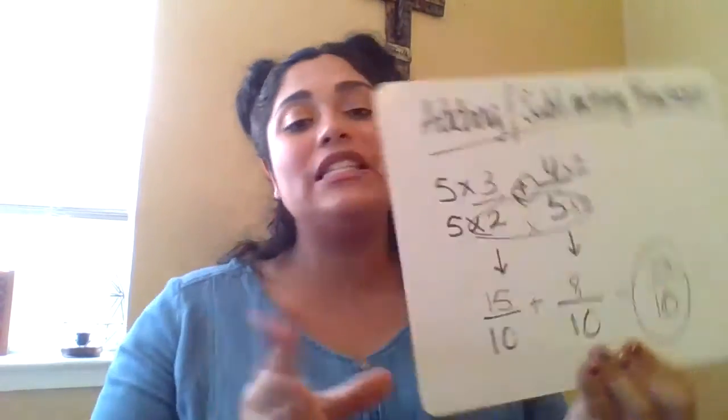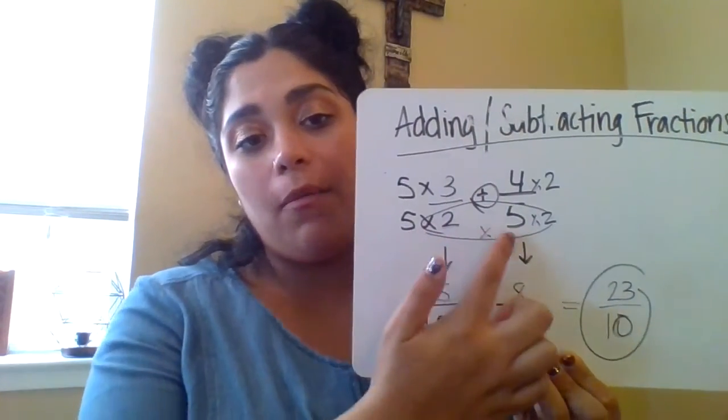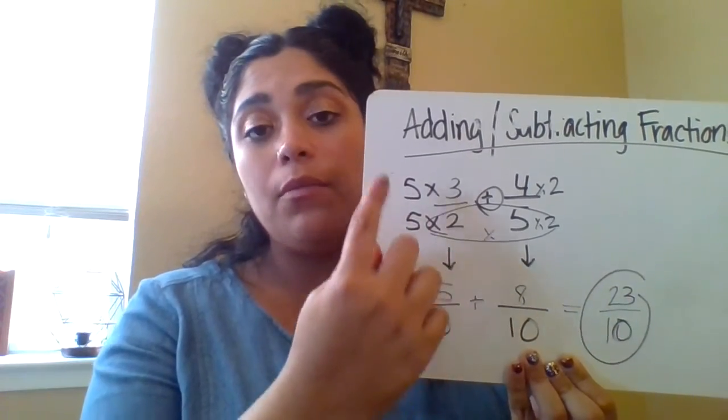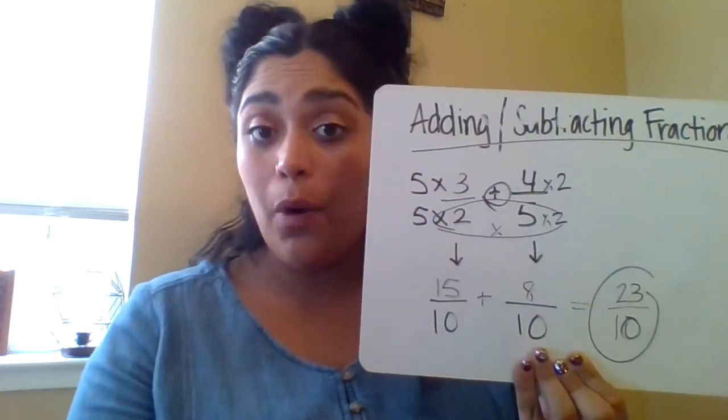So I just want to be sure: the first half of the video was adding and subtracting like fractions, and that means that they have the same denominator. And then when you're adding and subtracting unlike fractions, which is what we just did, you have to figure out the common denominator, and then what you do to the bottom, you do to the top, and you bring it down and solve your problem.